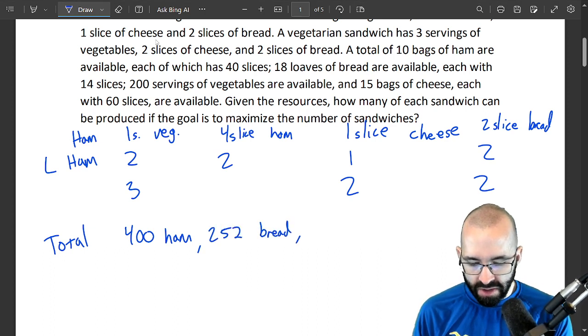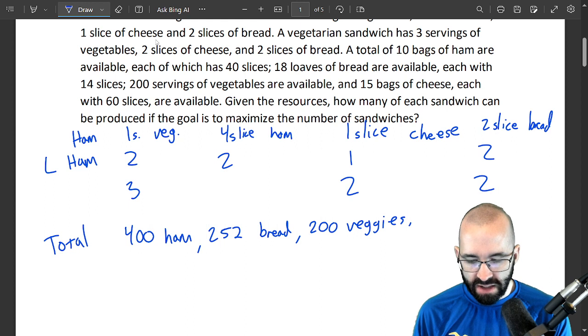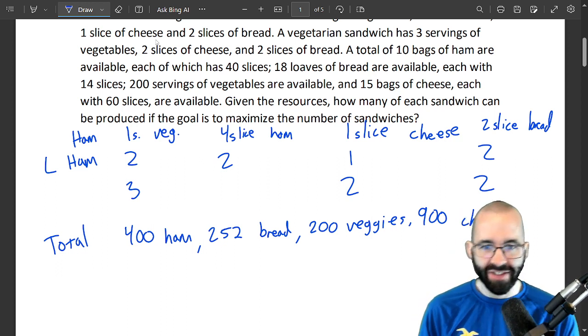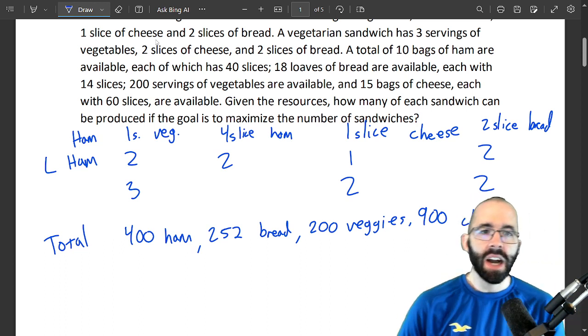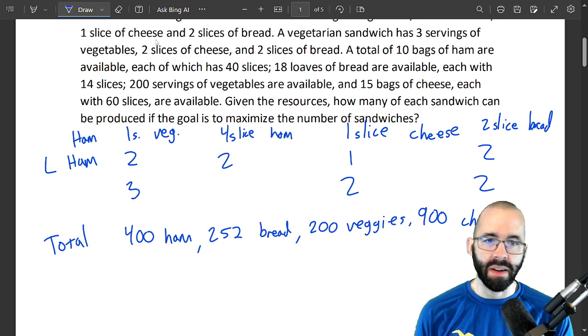All right, 200 servings of veggies. 15 bags of cheese, each with 60 slices. So it's going to be 900 slices of cheese. That's a lot of cheese, goodness. There's no way we're using all this cheese, right? Anyway, how many of each sandwich can be produced if our goal is to maximize the number of sandwiches?